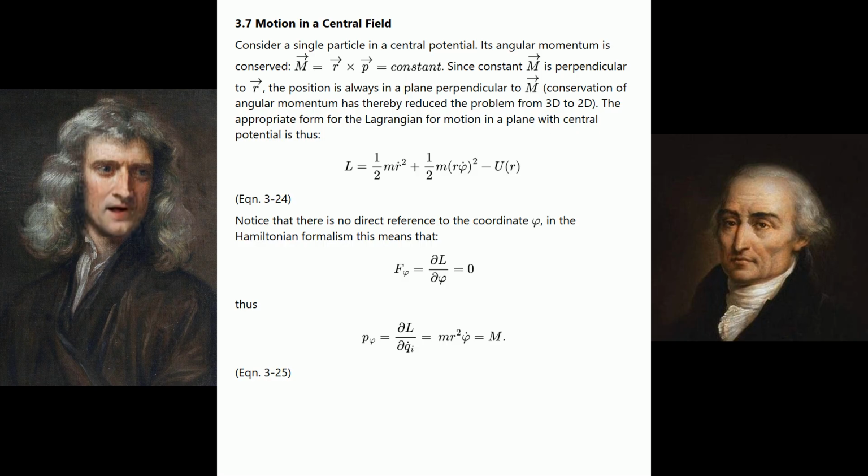Conservation of angular momentum has thereby reduced the problem from 3D to 2D. The appropriate form for the Lagrangian for motion in a plane with central potential is thus, see equation 3-24. Notice that there is no direct reference to the coordinate phi. In the Hamiltonian formalism, this means that, see the next equation. Thus, see equation 3-25.